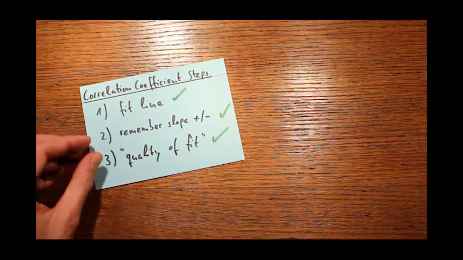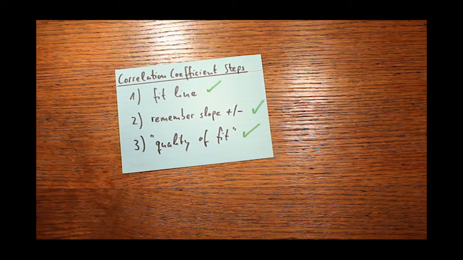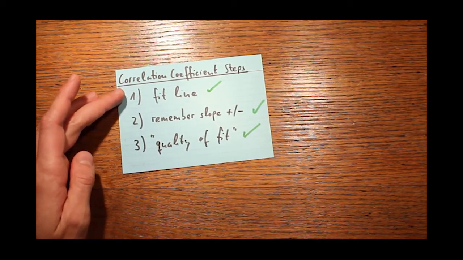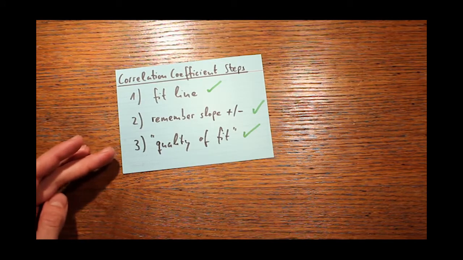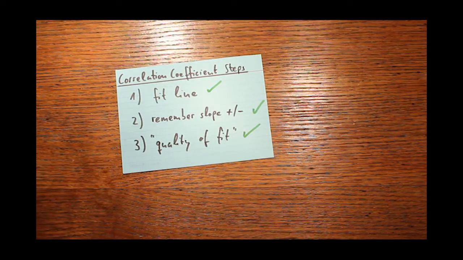So we've seen that these are the three steps in getting your correlation coefficient. First, you have to fit the straight line. Then you have to remember if the slope is going up or down to get the sign of the coefficient. And in the third step, you get the magnitude of the coefficient by comparing the two scatters along the y-axis and around the fitted line.